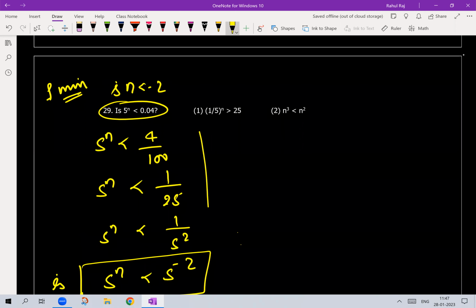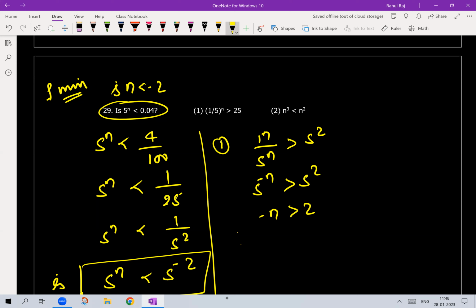Yes or no? Option number 1 says 1 to the power n by 5 to the power n is greater than 5 square. So 1 to the power any number is 1, and 5 to the power negative n is greater than 5 square. Can you say that minus n is greater than 2? If you multiply by negative, n is less than negative 2. This is what we wanted to prove. Option number 1 says n is less than negative 2, so this is sufficient.